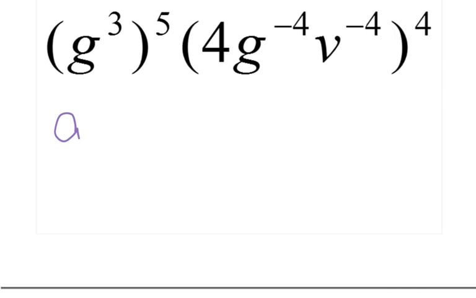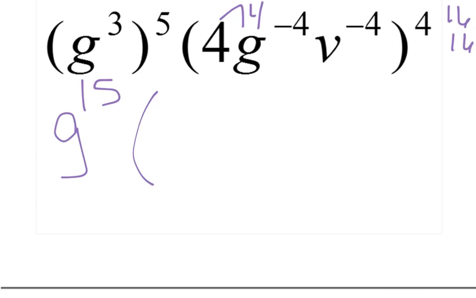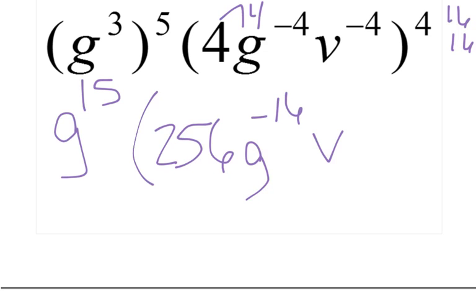So this is going to become G to the 3 times 5, which is 15. Times, you're going to have 4 to the 4th, which would be 4 raised to the 4. So you're going to have 4 times 4 is 16, times 16, 256. G to the negative 4 times 4 is negative 16. V to the negative 4 times 4 is negative 16.